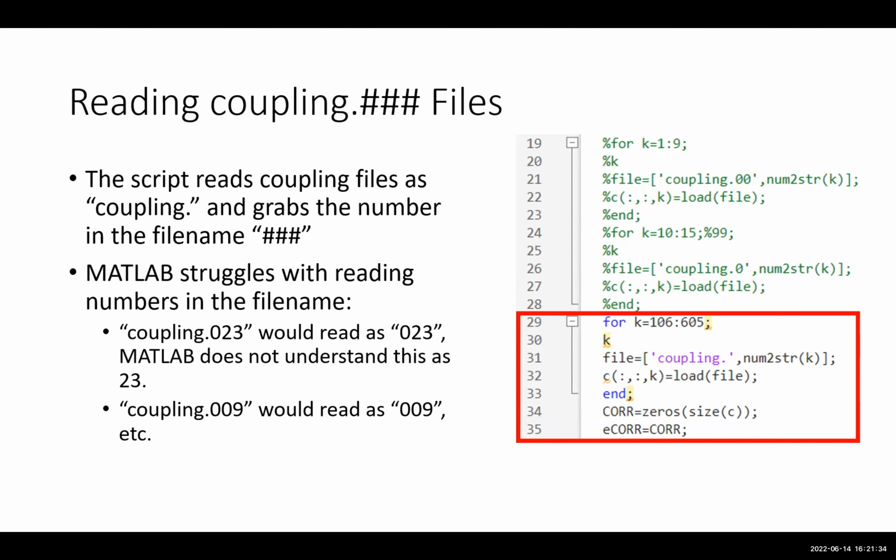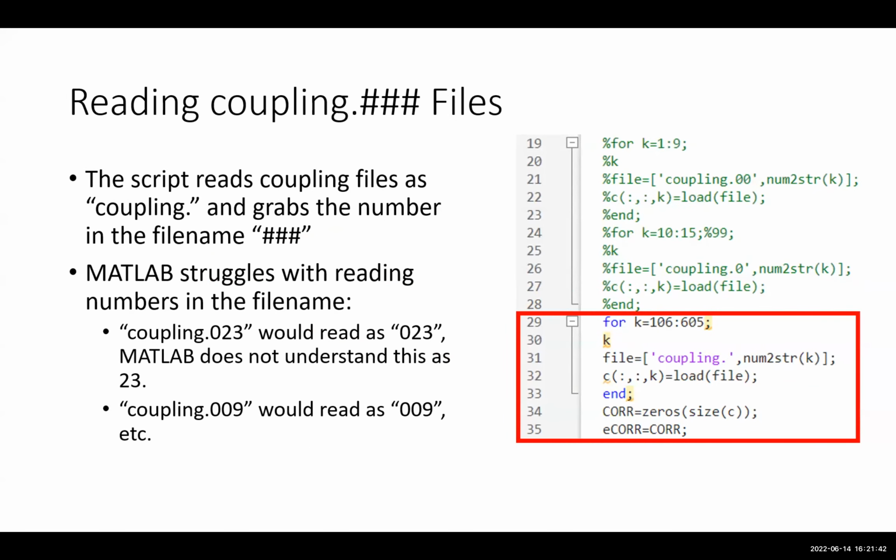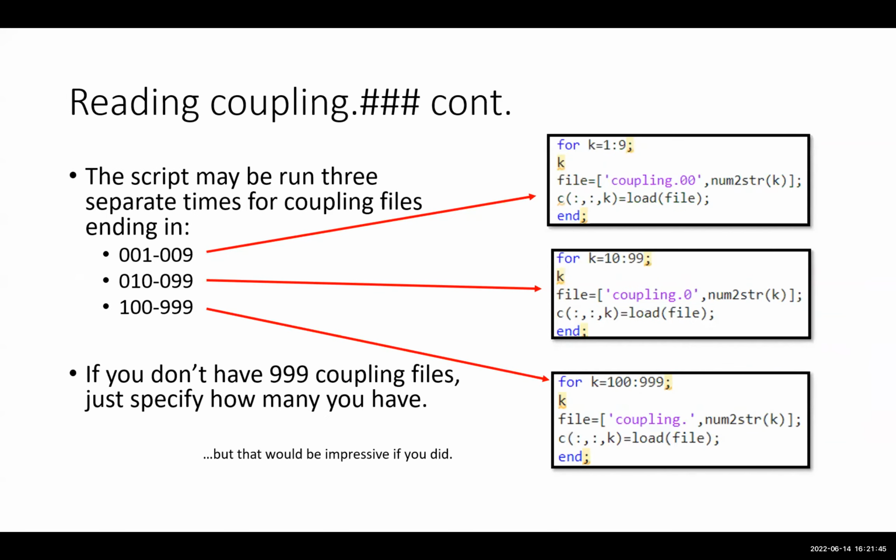Coupling 009 would not read as the number 9. So essentially, you have these 3 separate things. These top 2 are commented out in this slide, but you have these 3 things. Theoretically, you can go for K 1 to 9, or the file 1 to 9. This is what you're going to need. It's going to be coupling dot 0, 0, so you're omitting that first part, and it's actually just going to read that 1-digit number. For 10 to 99, 2-digit numbers, you're going to have coupling dot 0 right here. And here's the coupling dot that I showed for this last one.